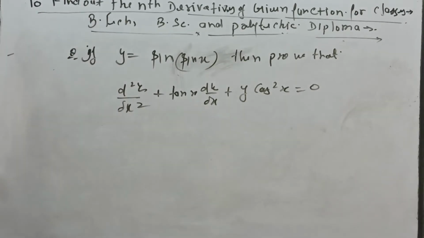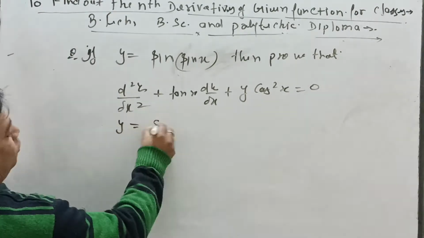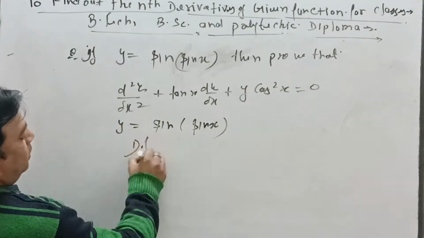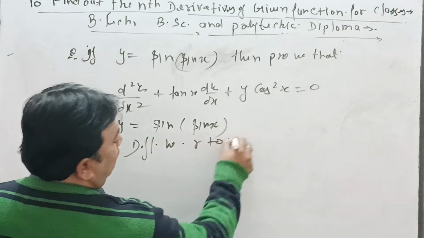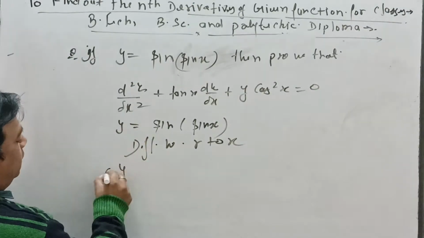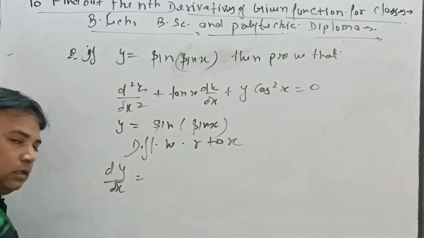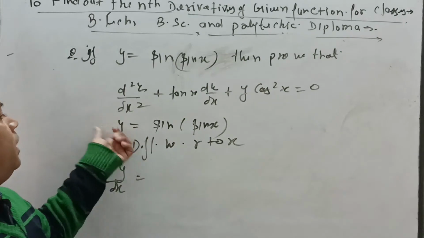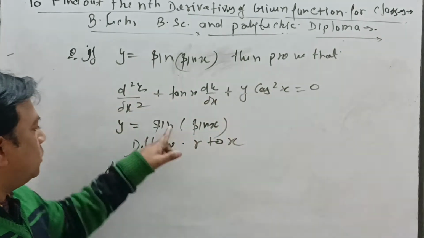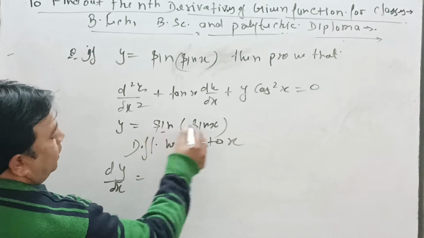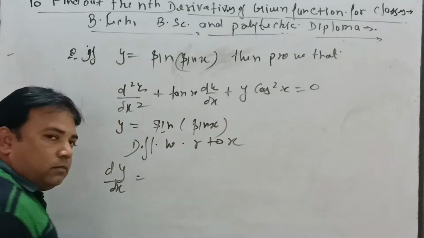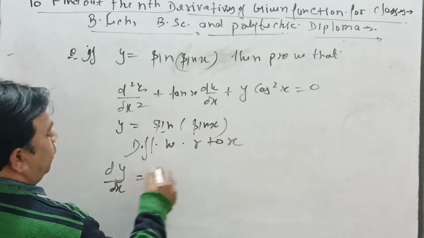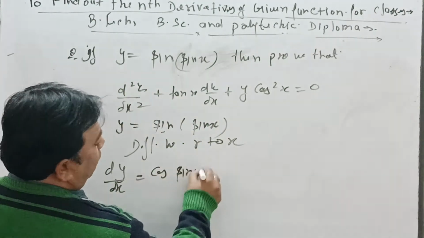Given the question here, y equals sine of x. Differentiating with respect to x, dy over dx. Y is the dependent variable, depending upon x. The derivative of sin theta equals cos theta, where theta is in the place of the argument.